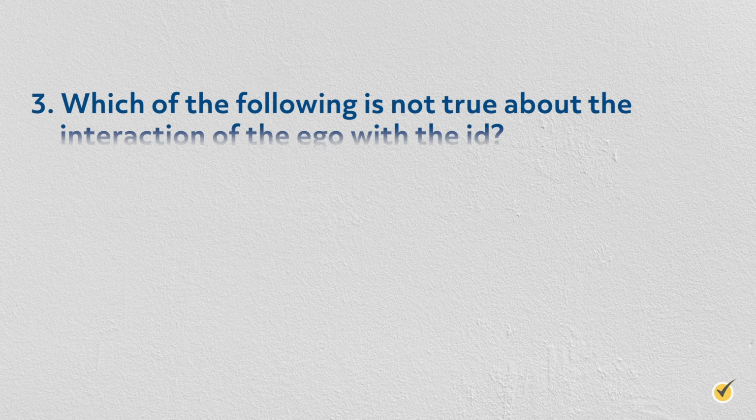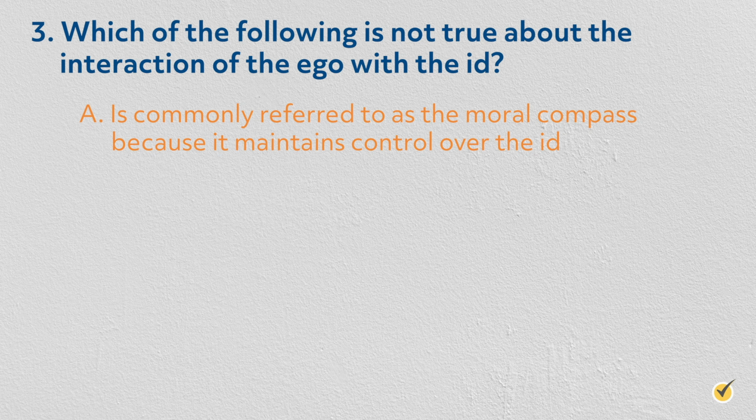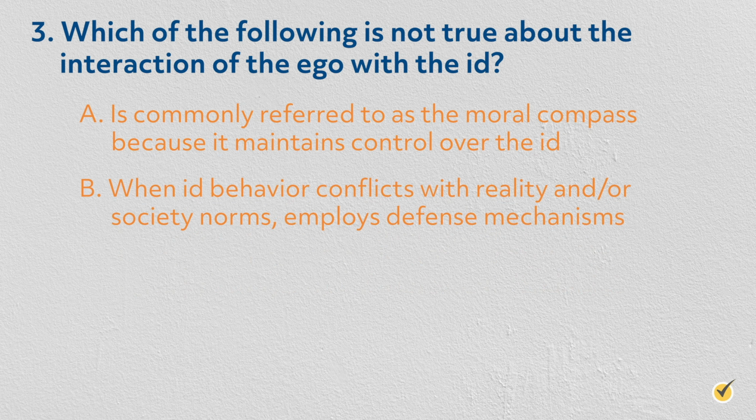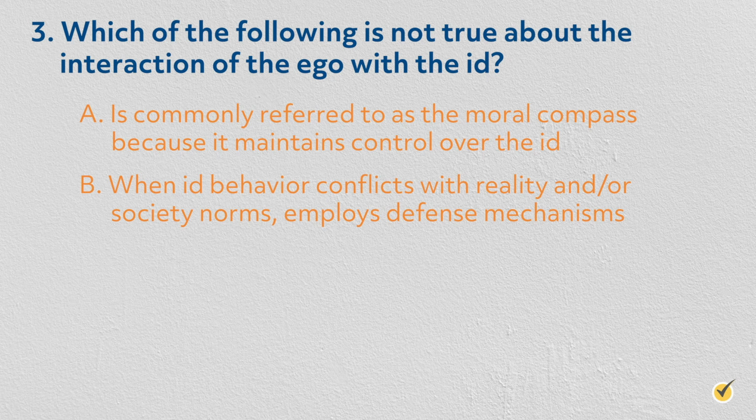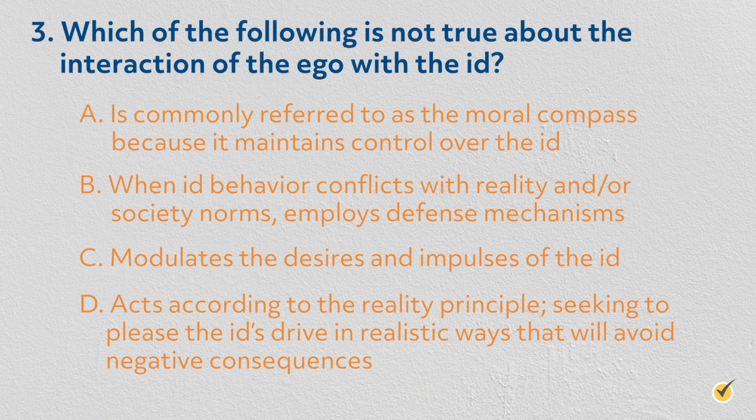Number 3. Which of the following is not true about the interaction of the ego with the id? A. It is commonly referred to as the moral compass because it maintains control over the id. B. When id behavior conflicts with reality and/or society norms, employs defense mechanisms. C. Modulates the desires and impulses of the id. Or D. Acts according to the reality principle, seeking to please the id's drive in realistic ways that will avoid negative consequences. If you chose A, you are correct.